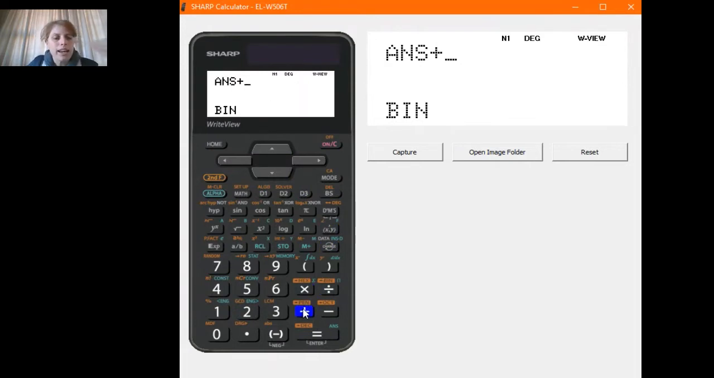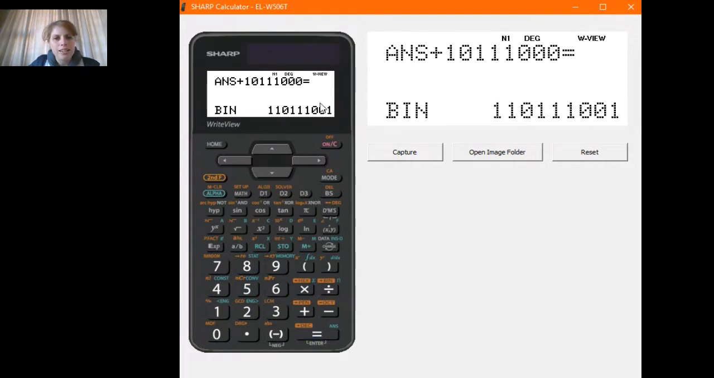Then, of course, you can add these binary numbers together. You can type in whatever other binary number you have. Just remember that any other number that you try to type in is not going to work because you are in binary mode. Then just press equals, and there's your answer.